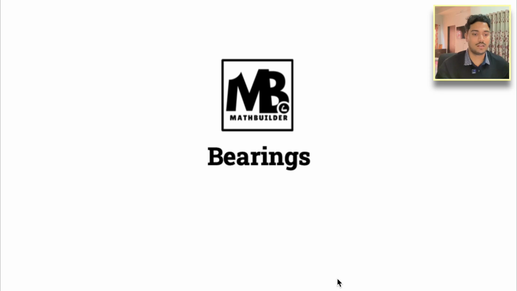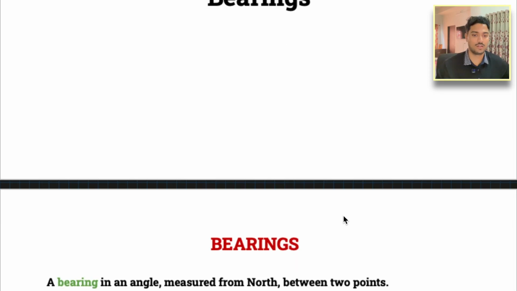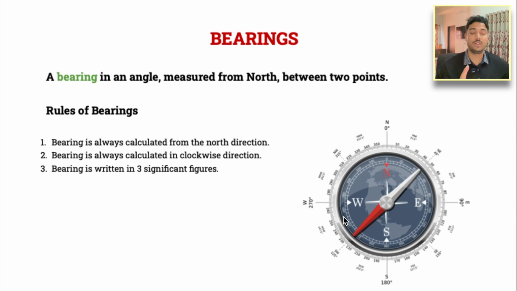First, we'll try to understand what are bearings. So let's check. Bearings is an angle which is measured from north, and it is always measured between the 2 points. And what are the rules of bearings? So we are going to understand the rules of bearings and how to measure the bearing between 2 points. So let's check the first one.